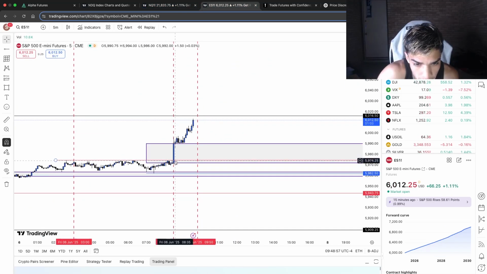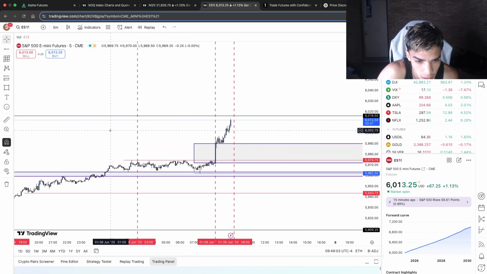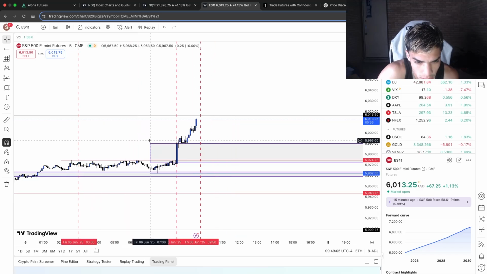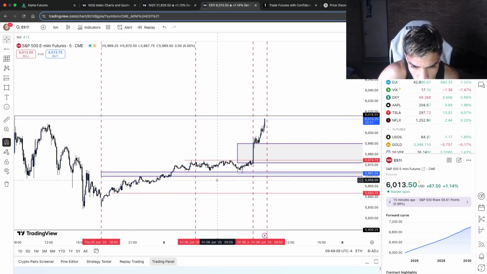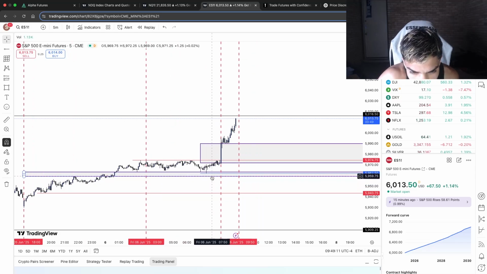It already hit a key level. The key level is the fair value gap and the London session high. Right? Or is that the London session low? Hold up, chat. London session low.